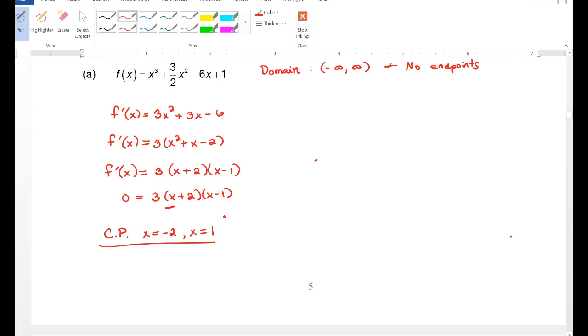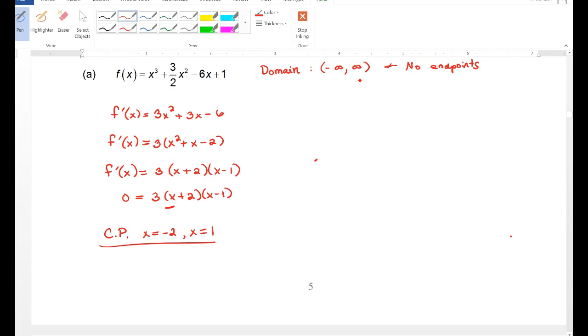Okay, so I've completed step 1 and step 2. We found the domain. We found the critical points. We also just want to make sure, so in step 2, I said make sure that the critical points are in the domain. Our domain is from negative infinity to infinity, so we're good.